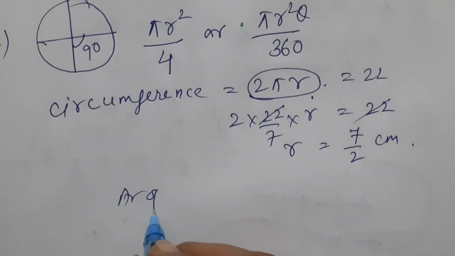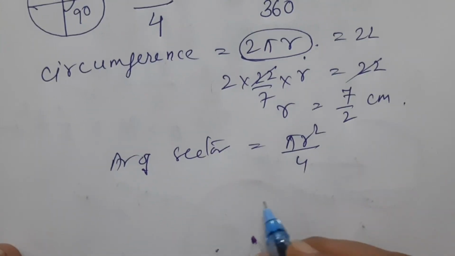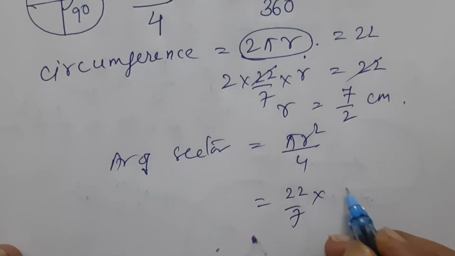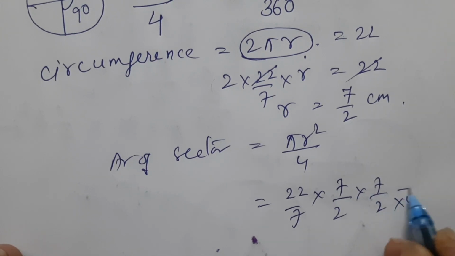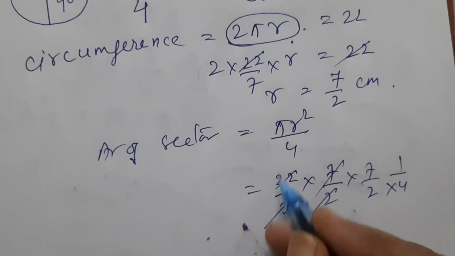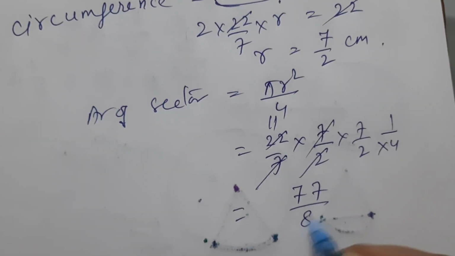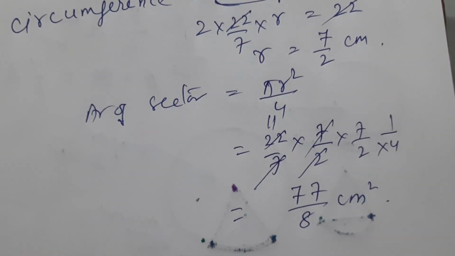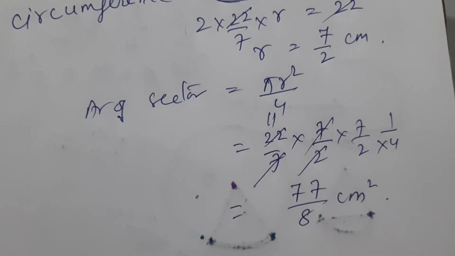Now area of sector, pi r square by 4. Pi 22 by 7. Radius we got 7 by 2. And then in denominator we are having 4. So let's cancel out. 7 got cancelled. 2 11s are 22. Thus the answer is 77 upon 8 centimeter square. So better, instead of leaving in fraction, solve the solution in decimal and represent it.